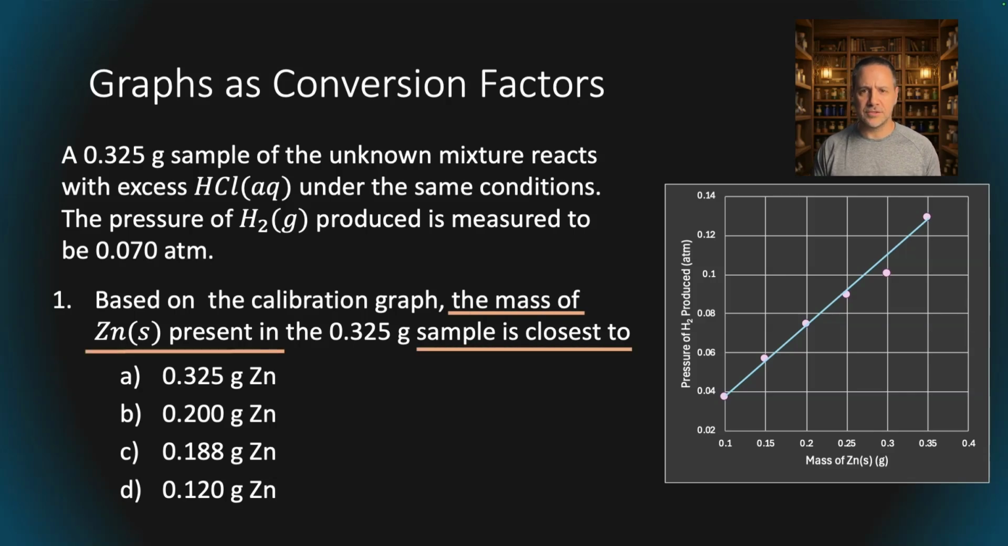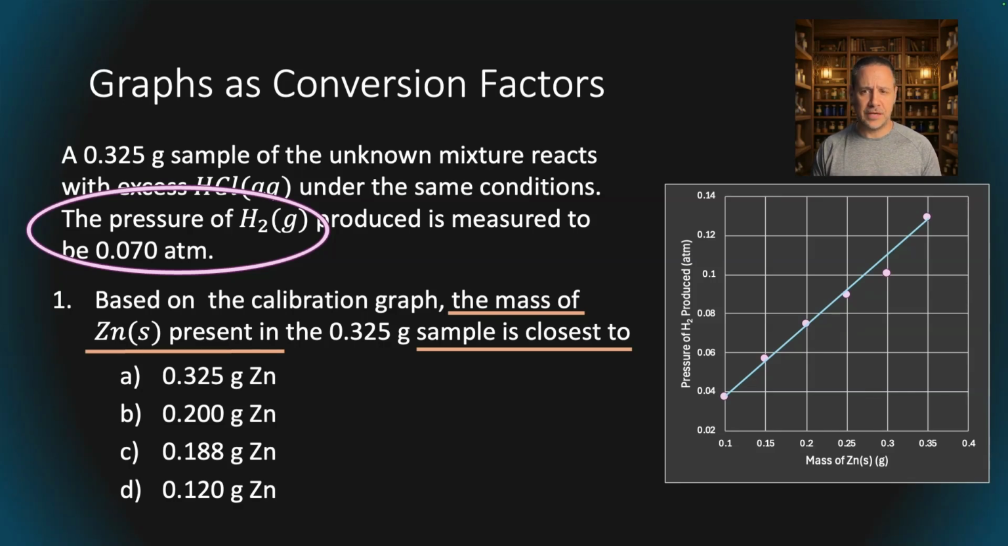What's my connection to the zinc? I'm told it's a 0.325 gram sample, but I don't have a link between the zinc and the sample. What else do I have? The pressure of hydrogen. Do you see the link between the pressure of hydrogen and the mass of zinc? It's the graph. Sometimes you got to look around and see where your connections are.